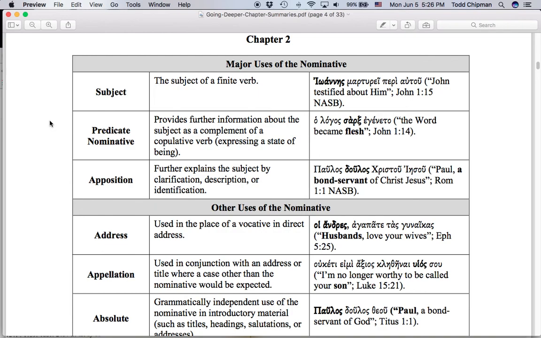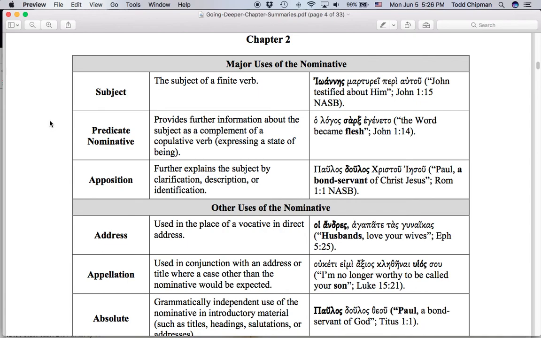The nominative of apposition, exegetically significant, and you can see it here. Paulos, doulos Christou Iesou. Doulos qualifying Paulos, bondservant Paul. Further explaining, clarifying, describing, identifying. Needs to be adjacent and match syntactically, obviously in the same case, referring to the same person or thing.